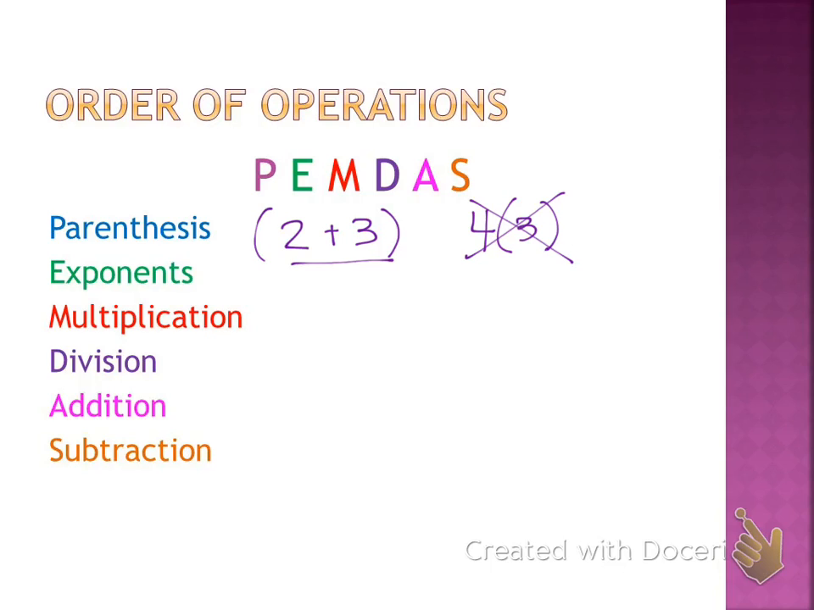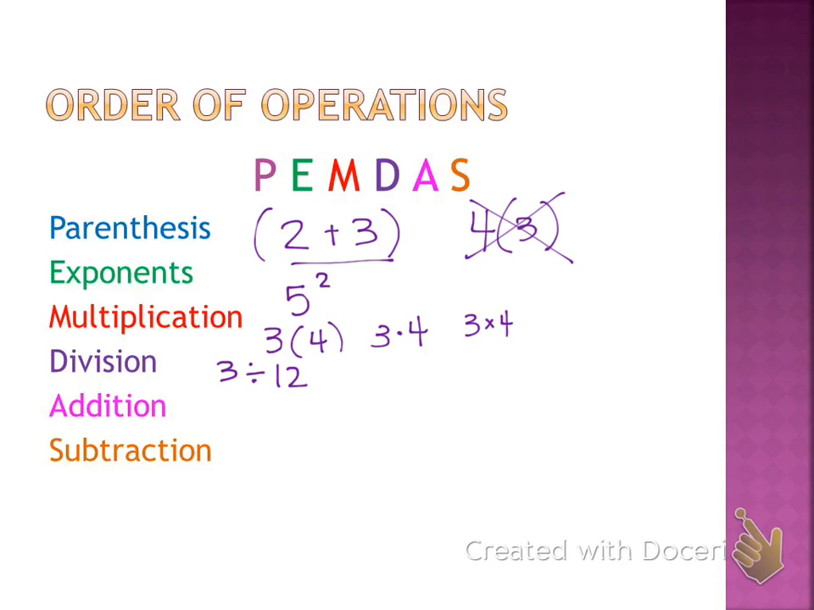Exponents. We learned about exponents yesterday. Anytime you see an exponent, that's going to come next. Then multiplication, what we just said. This is multiplication. This is multiplication. This is multiplication. Okay, that's what it's going to look like. Then division. So we would have 3 divided by 12 or 12 divided by 3, depending on what your answer is.